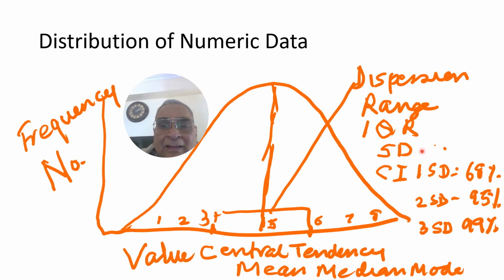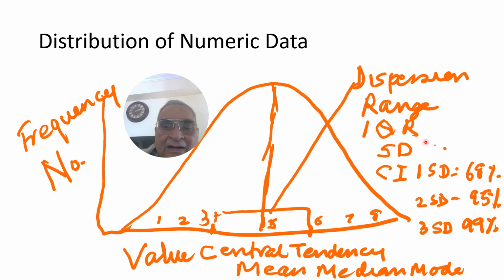Then there is something which is called a standard deviation. Now the standard deviation is the mean of the deviation from the central tendency. Mean of all the values that are below, how much they deviated, and mean of all the deviations that are above.